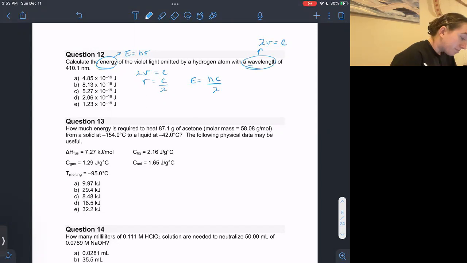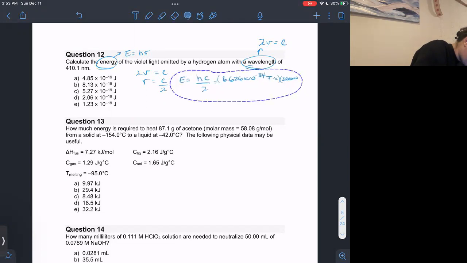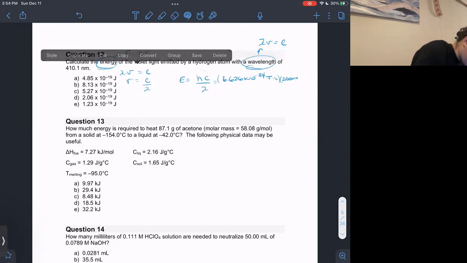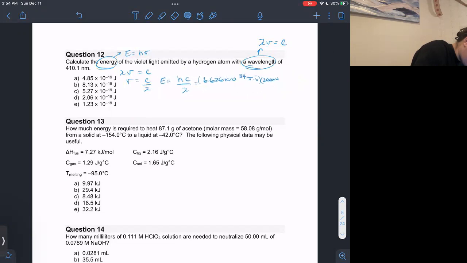Okay, so h is going to be 6.626 times 10 to the negative 34 joules times seconds, times 3.00 times 10 to the 8 meters over seconds.